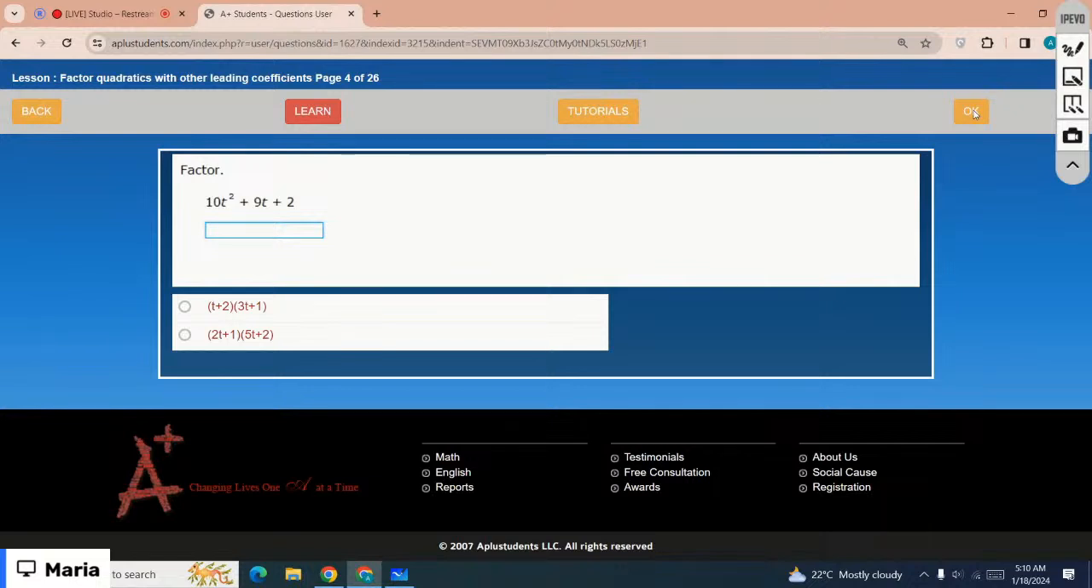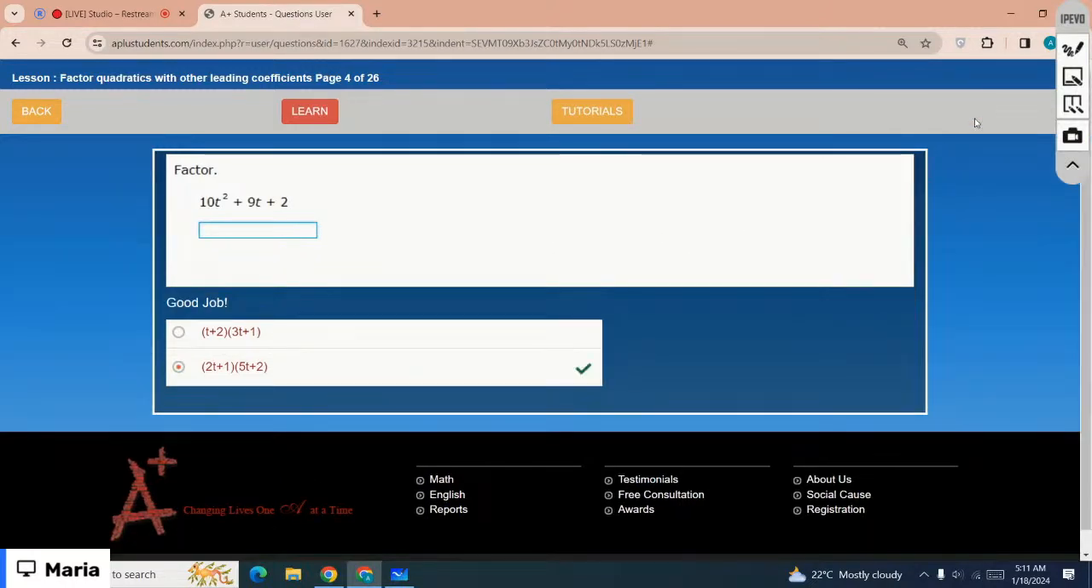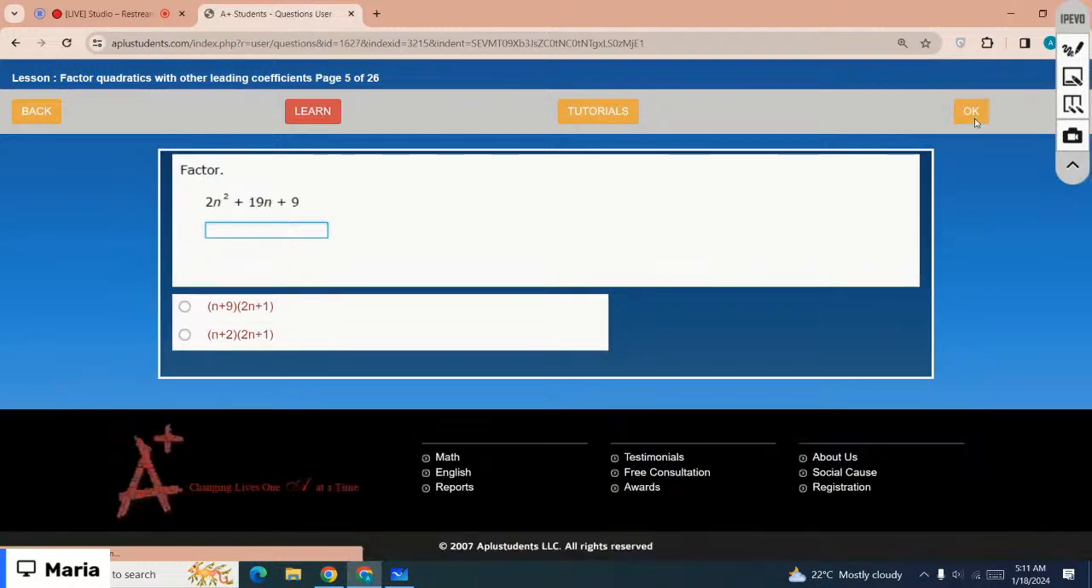10t square plus 9t plus 2, which is the correct option? Yes, the correct option is option number 2, that is 2t plus 1 and 5t plus 2 is the correct option. That is the factor of this equation, that is 2t plus 1 and 5t plus 2. Got it? Okay, you can complete the lesson by yourself later today.